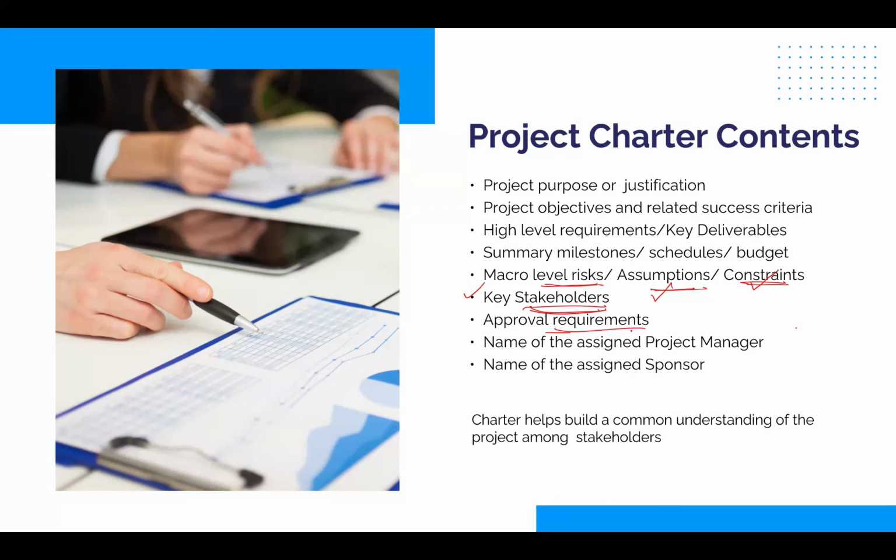Next, approval requirement. Here you say, who would approve what? Who will major approvals lie with? For example, who approves the requirements in the project? Who approves the budget? Who would approve the schedule? Who would approve change requests thereafter? Such major approvals, who will they lie with? Mostly with a role known as sponsor, but there could be other guys. So you state that under approval requirements.